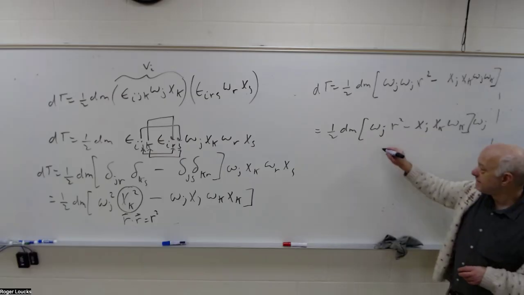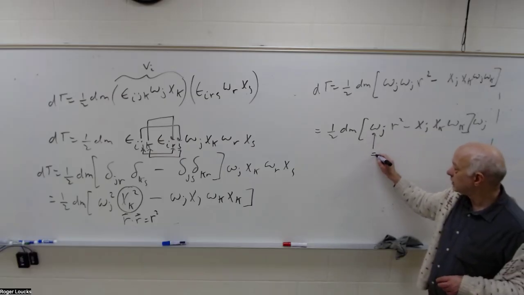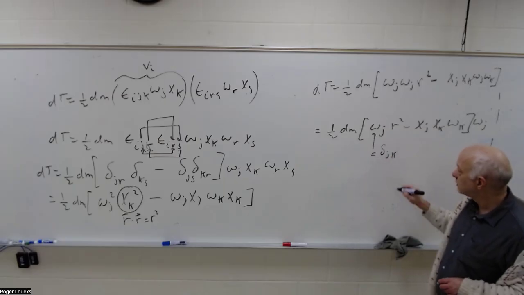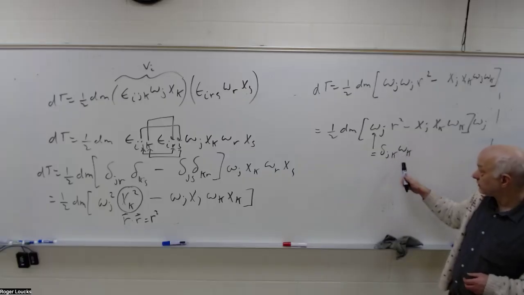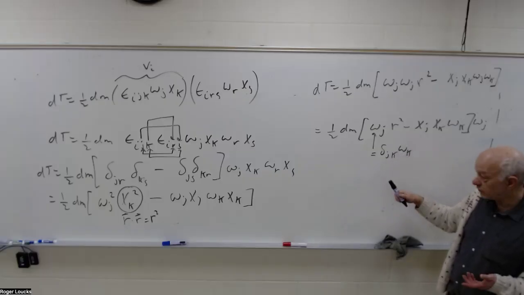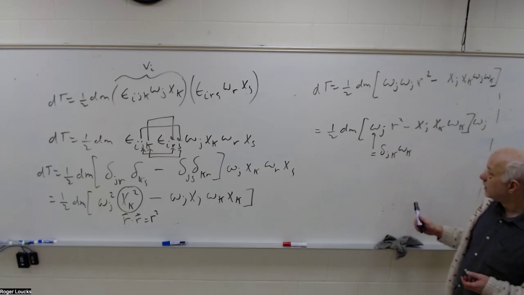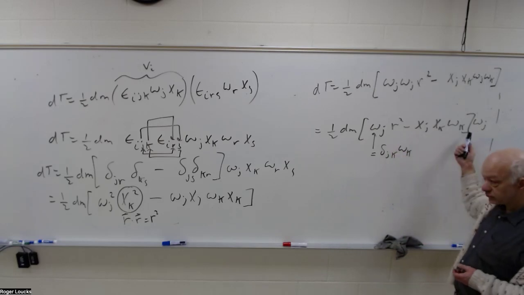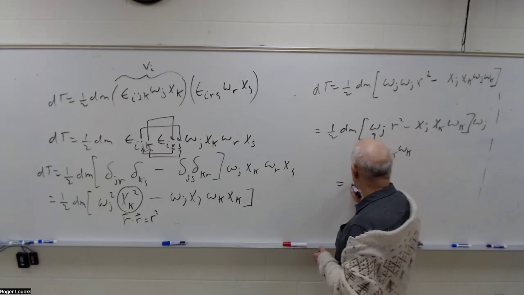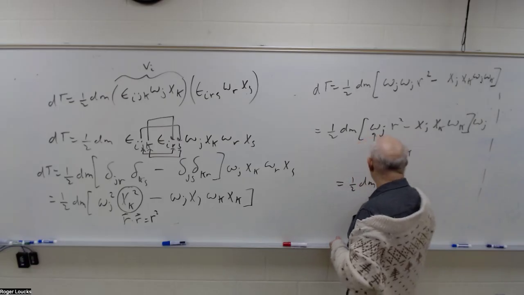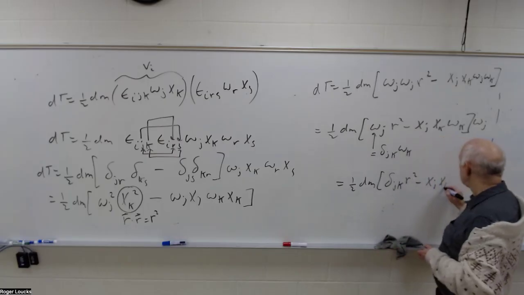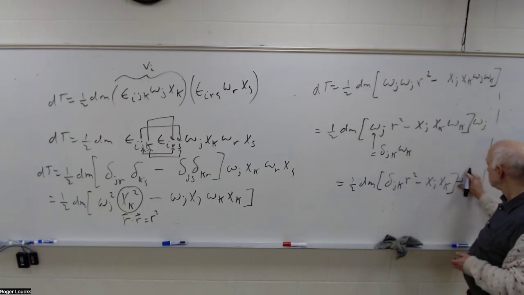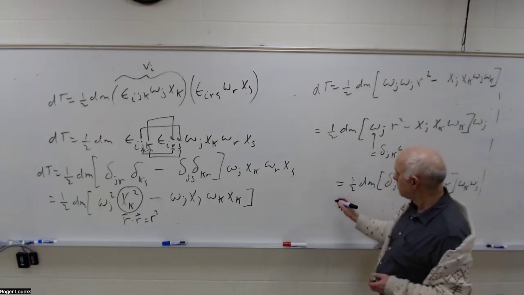Right, using negative. Yeah, I can say that this is really going to be Kronecker delta JK times omega k, because I'm summing on the k's here. The only thing that's going to survive is the j equals k. So when I do that, I can put this in here, then I can factor out the omega k. So then I can write this as 1/2 dm delta j k r squared minus x j x k omega k omega j. This is my dt.